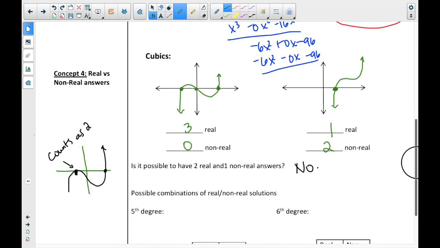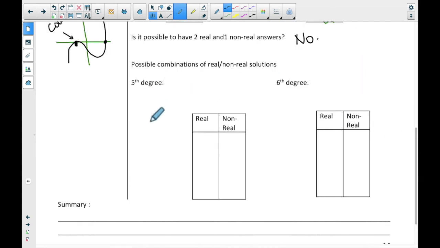So that was for cubics. Let's talk about, well, what if it's a 4th degree, 5th degree, 6th degree, whatever. Okay, well, let's talk about 5th degree. If you recall, 5th degree means that one side goes up, one side goes down, kind of like this. I'm trying to count here. Did I make too many, or is that okay? I think it's okay. Let's see. So we have 1, 2, 3, 4, 5. That is a 5th degree. So we could have 5 reals and no non-reals.